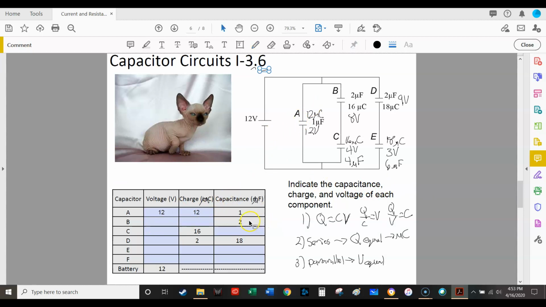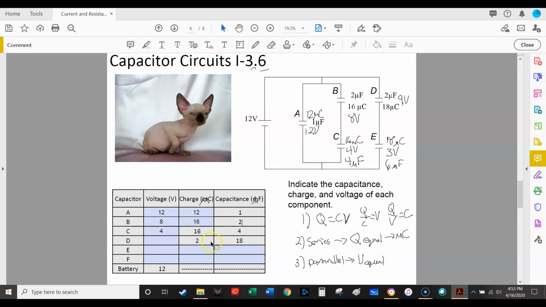Let's do B. B has 2 microfarads, its charge is 16 microcoulombs, and that is 8 volts. C is right here. C has 16 microcoulombs, it's going to have 4 volts, and it's going to have 4 microfarads.